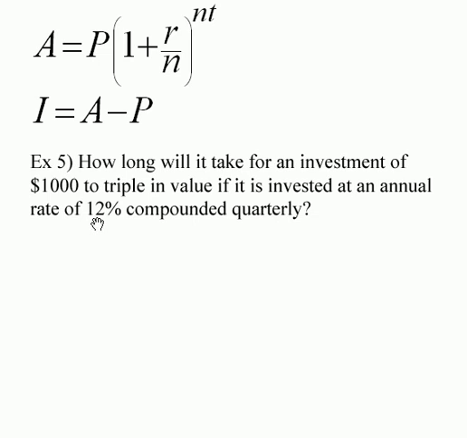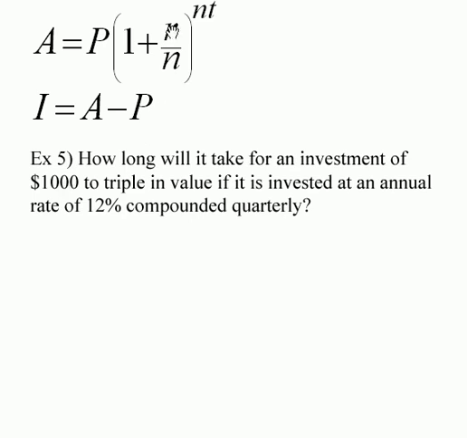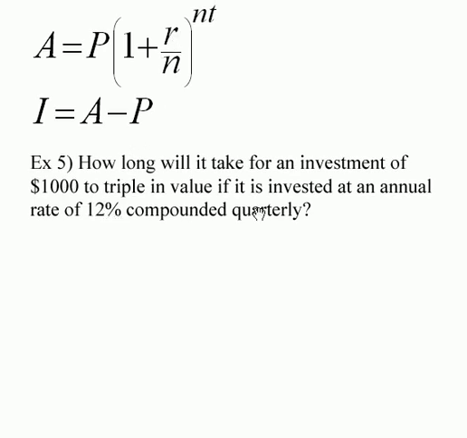Rate is 12%, but remember that's going to be written as a decimal, so let's go back. P is 1,000, A is 3,000. Interest rate 12%, written as a decimal. Percent means out of 100 or divided by 100 is 0.12. And compounded quarterly, 4 times a year. So we will substitute those numbers into the formula. 3,000 equals 1,000 times 1 plus 0.12 over 4 raised to the 4t power.